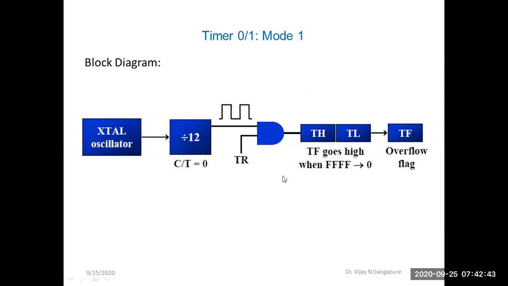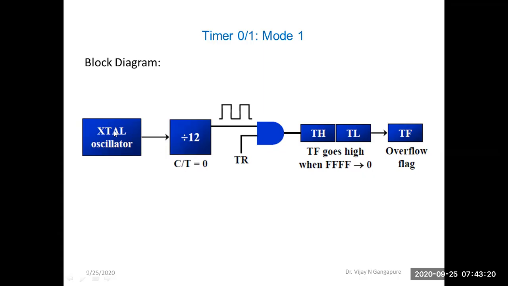Now this is the block diagram of timer 0 or timer 1 in mode 1. So this is the crystal oscillator. A crystal of a particular frequency is connected between the OSC1 and OSC2 pins of the 8051. Internally that crystal frequency will be divided by 12 if the C/T bit is 0, which means we are configuring timer 0 or timer 1 in timer mode, that is, to generate time delay.